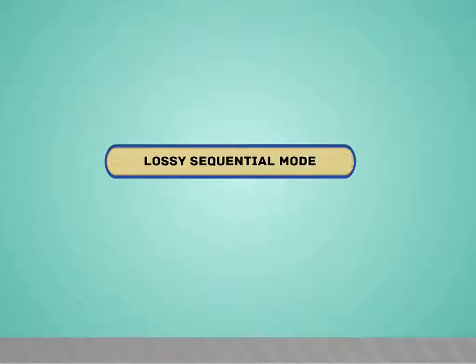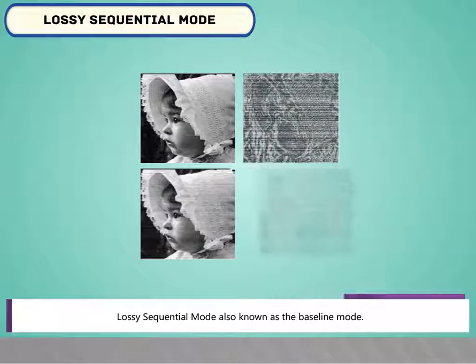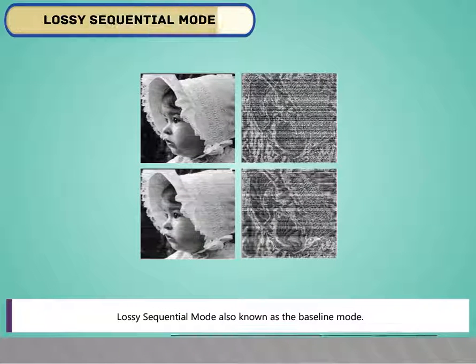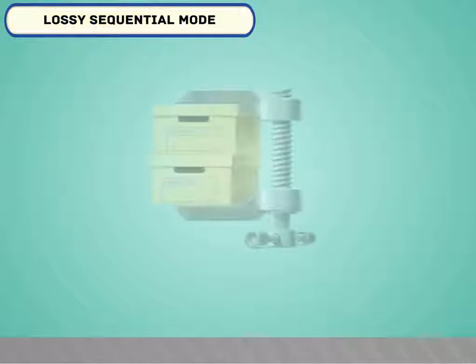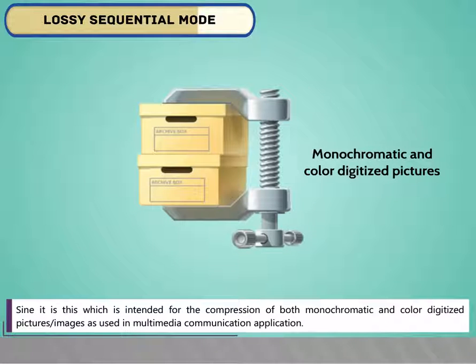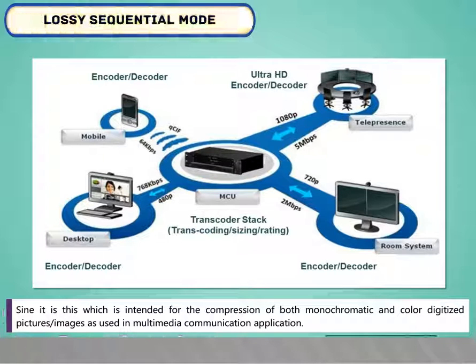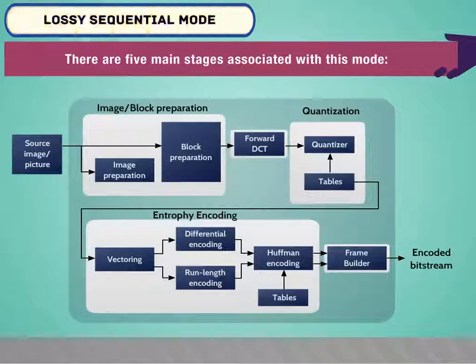Lossy sequential mode. Lossy sequential mode is also known as the baseline mode, since it is intended for the compression of both monochromatic and color digitized pictures or images as used in multimedia communication applications. There are five main stages associated with this mode: image or block preparation, forward DCT, that is discrete cosine transform, quantization, entropy encoding, and frame building.